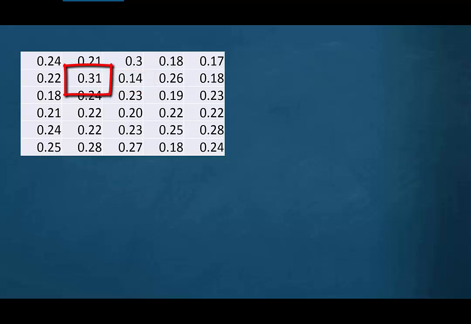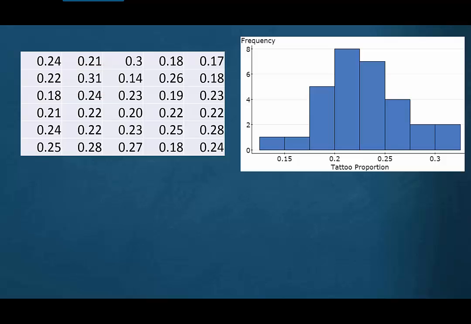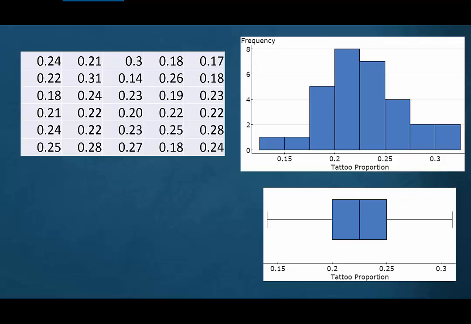Now I want to get a better sense of the shape, center, and spread of the data. We should be familiar with this. We're going to create a histogram and a box plot. I use StatCrunch to do this. There's my histogram. There's my box plot. I note that it's relatively bell-shaped and symmetric.